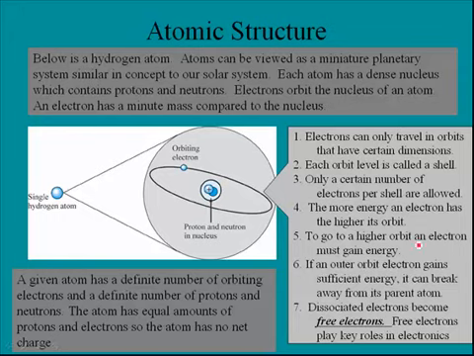To go to a higher orbit, an electron must gain energy. If an outer orbit electron gains sufficient energy, it can break away from its parent atom. So here we see this electron that's orbiting around this nucleus, and if it gains sufficient energy, suddenly it's out here somewhere, and it has become what is referred to as a free electron. Dissociated electrons become free electrons, and free electrons play key roles in electronics.